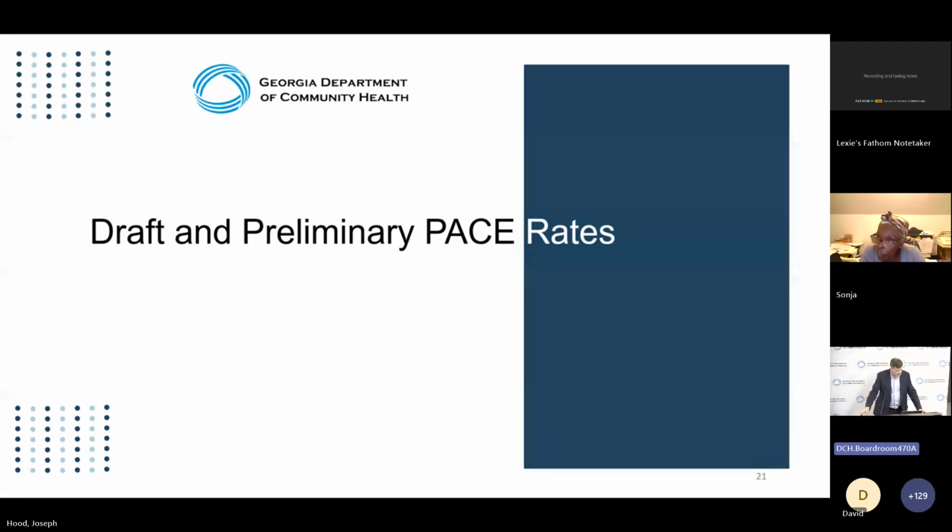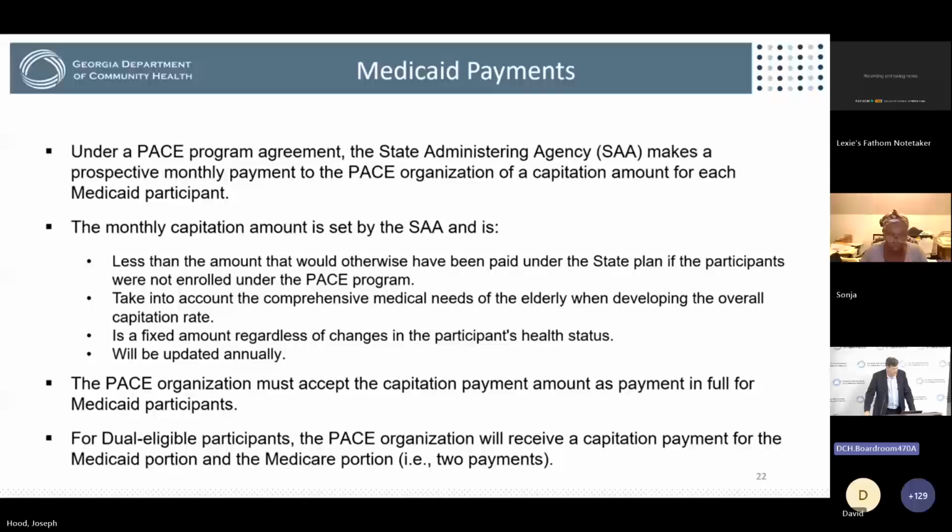So what I'm going to talk about is the draft and preliminary PACE rates that will be established and how that comes about. Under a PACE program agreement, the state administrating agency makes a prospective monthly payment to PACE organizations of a capitation amount for each Medicaid participant. In that instance, the SAA, or the state administrative agency, is the state of Georgia, Georgia Department of Community Health. The monthly capitation amount is set by DCH and is less than the amount that would otherwise have been paid under the state plan if the participants were not enrolled under the PACE program.